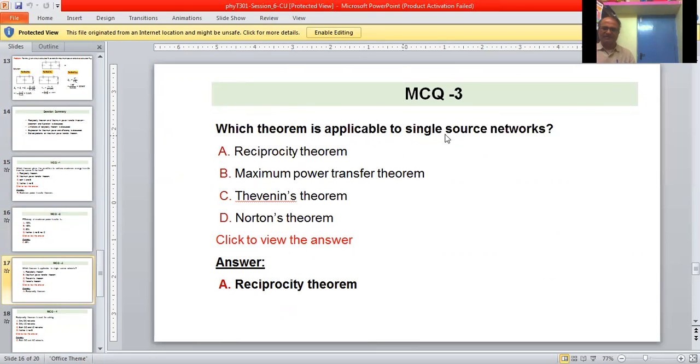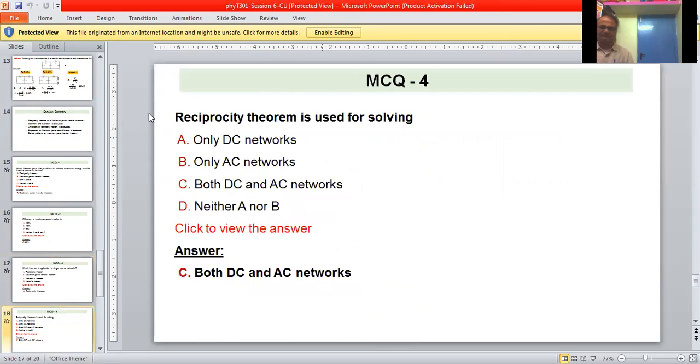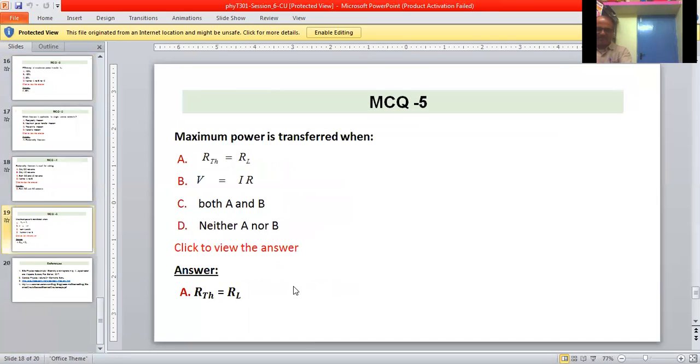And whose theorem is applicable to single source networks? The reciprocity theorem. It is the limitation of the reciprocity theorem. The reciprocity theorem is applicable only if the source in the network is one. The reciprocity theorem is used for solving only DC networks, only AC networks, both DC and AC networks, or neither of these. As you just saw, the reciprocity theorem is used for solving both DC and AC networks.